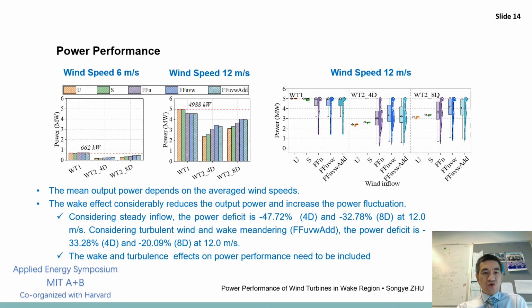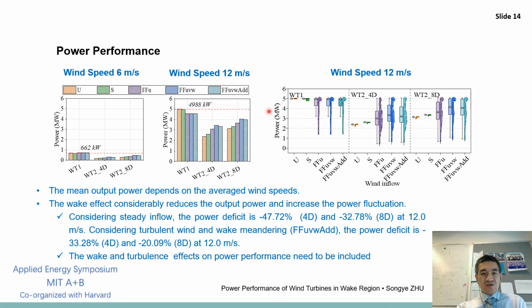Let's look at the real impact on the power performance. Here I show two wind speed, 6 meters per second and 12 meters per second. Let's focus on this second case, 12 meters per second. It's very close to the rated wind speed. As a result, the power of the first wind turbine here is very close to the rated power of this wind turbine, 5 megawatt. But if we look at the second wind turbine, the power production will be much less due to this wake effect.